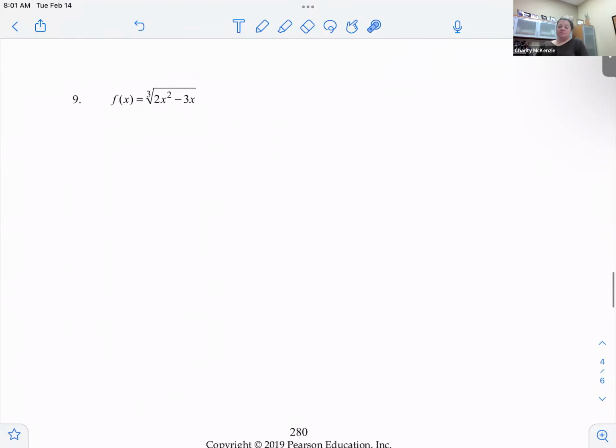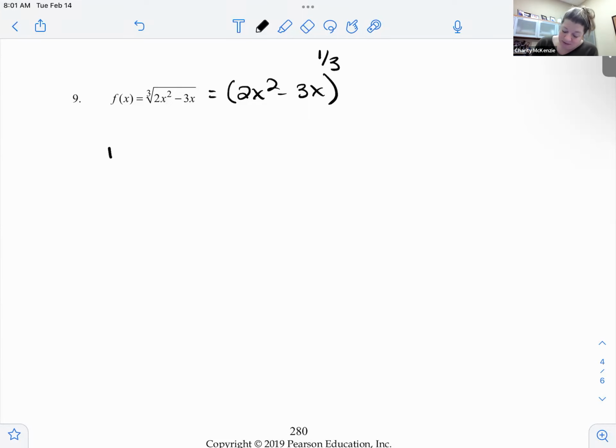Okay. So number 9 has a square root or a radical. It's not a square root, it's a third root. So we have to think about, all right, this is going to equal the same as 2x squared minus 3x to the what power? Hopefully you said 1/3, right? Because it's a third root, 1/3. Now we can see the inside is 2x squared minus 3x. The outside idea is the power to the 1/3.